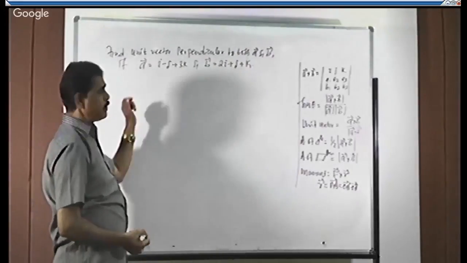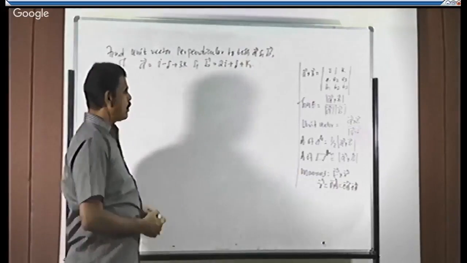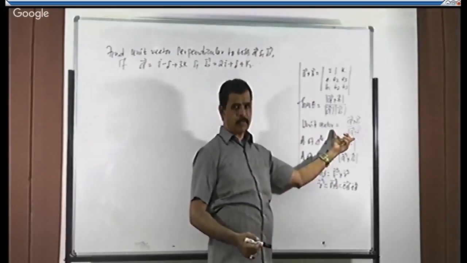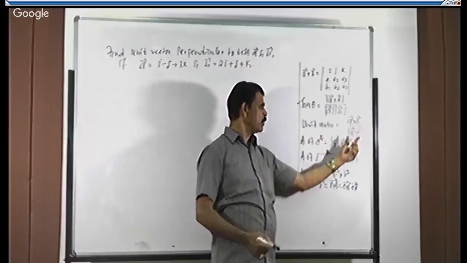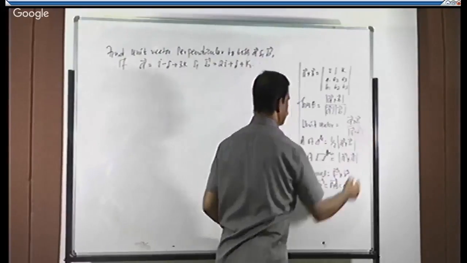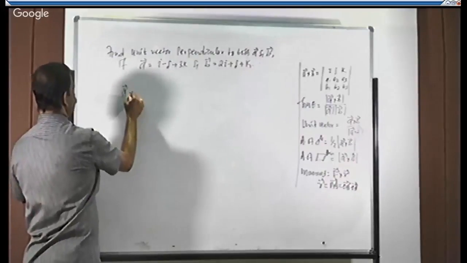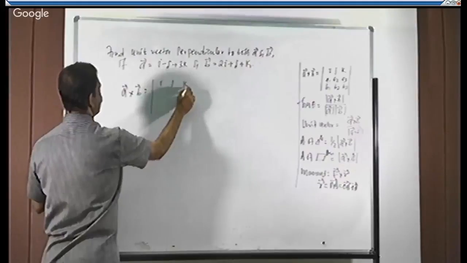Now mention the given vectors as A and B. What is the unit vector perpendicular to both A and B? This is the formula: A cross B divided by magnitude of A cross B. First get A cross B. A cross B is equal to the determinant with i, j, k.